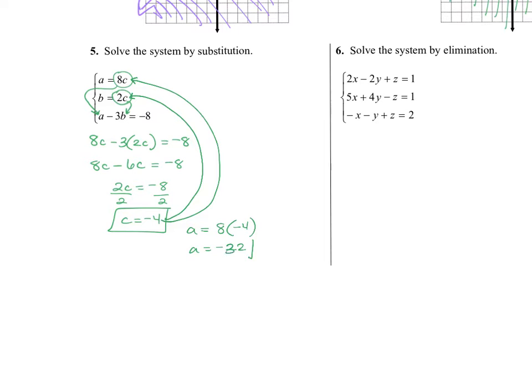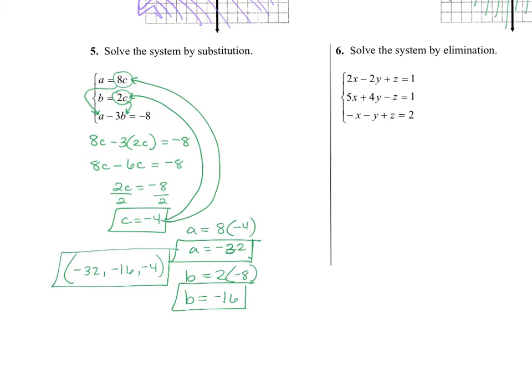That should be a 3, not a 2. And then B is 2 times C, so 2 times -8, so B is -16, which means if we wrote this as, it's not a point, but as coordinates, we would do -32, -16, -4. And that is our answer.